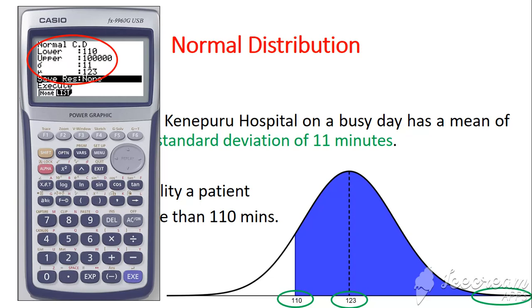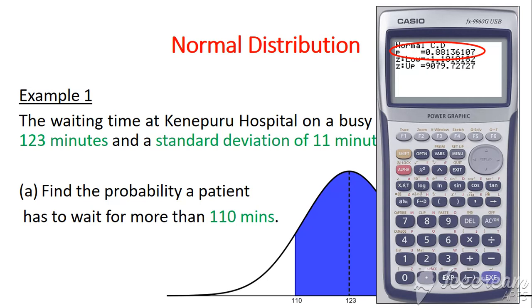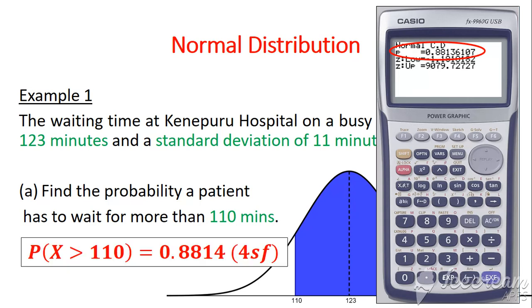So let's put all this into our calculator and click on execute, and we will get the probability of 0.88136107, which we're going to round to 4 significant figures to 0.8814. Or if you prefer to multiply it by 100, you'll get 88.14%.